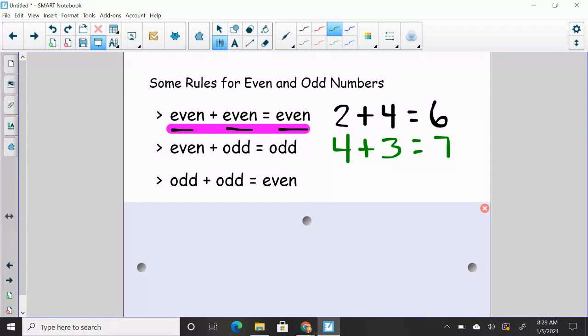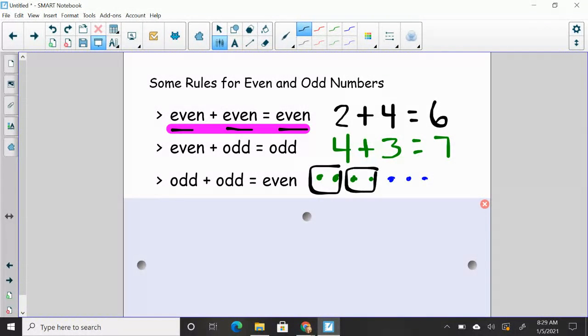Okay, you can do a very quick model of this. If I had 1, 2, 3, 4 plus 1, 2, 3, and then I did my partnering up method like that, 4 plus 3 is going to result in an odd number. This guy over here is going to be left out.